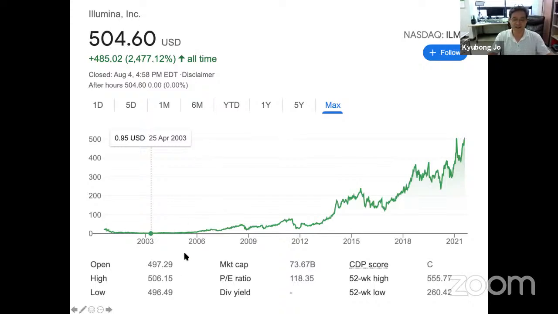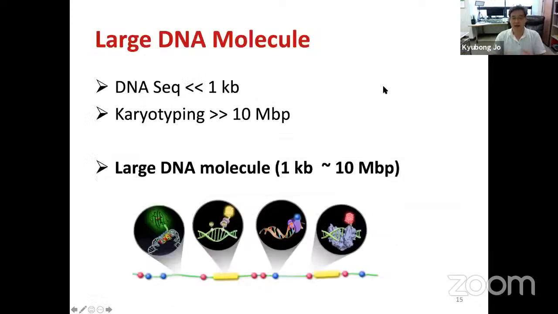Okay, and this is so amazing. In 2003, their stock price was less than $1, and right now it is over 500. Wow! That's 500 times more. That is so amazing, and it really represents the meaning of sequencing these days. Sequencing is so powerful and we can use it so easily. There are many facilities around, and we can just give them a sample and we get the result.